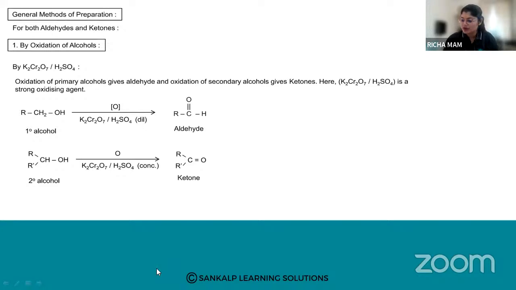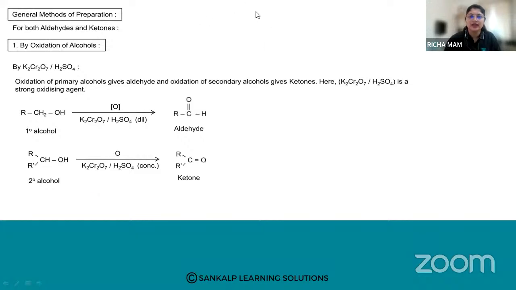Okay. So, in the previous class, what all things have we discussed? We started with the preparations, right? We have seen the general methods of preparation for both aldehydes as well as ketones.